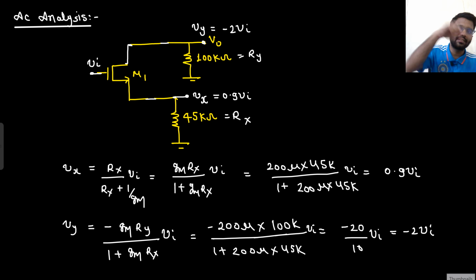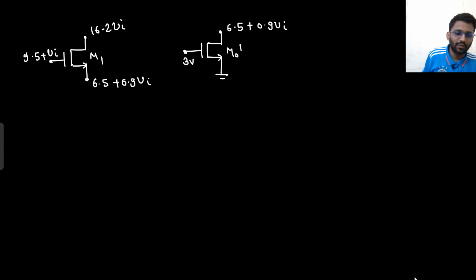Now there is an AC signal superimposed. Since there is an AC signal superimposed, we could do the AC analysis and determine the potential of each node because of the applied AC signal. So this is having V in, minus 2 V in and 0.9 V in. Now collectively, M1 is having drain at 16 minus 2 V in, source at 6.5 plus 0.9 V in and gate at 9.5 plus V in. And M0 dash is having source at 0 and gate at 3 volt, because there was no AC signal. So what was question A?